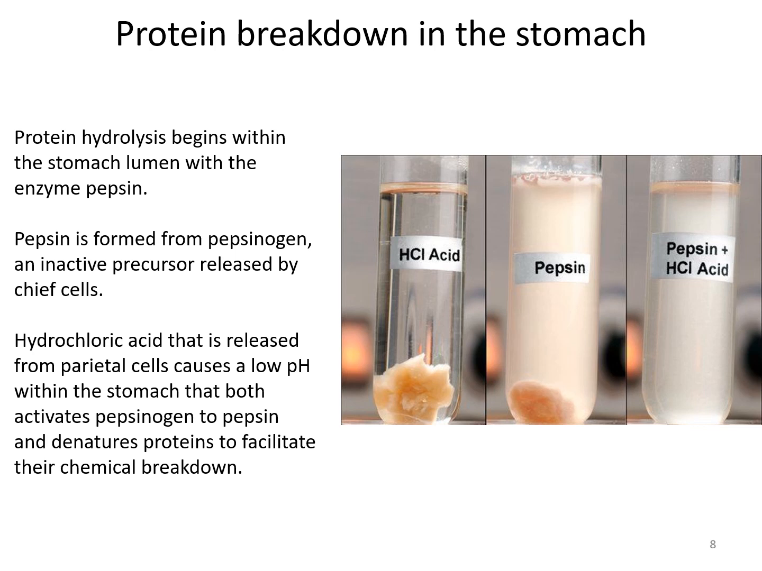Okay, protein breakdown in the stomach. The protein hydrolysis begins in the lumen of the stomach with the enzyme pepsin. So again, we saw this in the digestive chapter. Pepsin is created in its inactive form, which is pepsinogen, and then it gets released by those chief cells. And then if you remember, the hydrochloric acid that was released from the parietal cells caused the low pH.